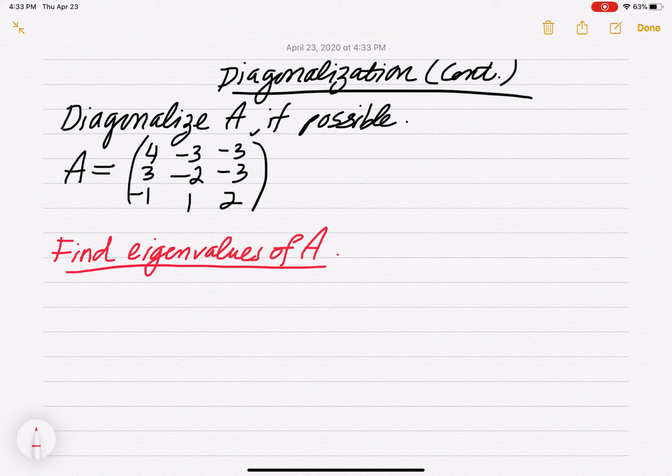All right, so I'm going to look at what? The characteristic polynomial evaluated at lambda, determinant of A minus lambda I, set equal to 0. Which means we're going to take the descending diagonal and we're going to subtract lambda from it. So we're going to have what?